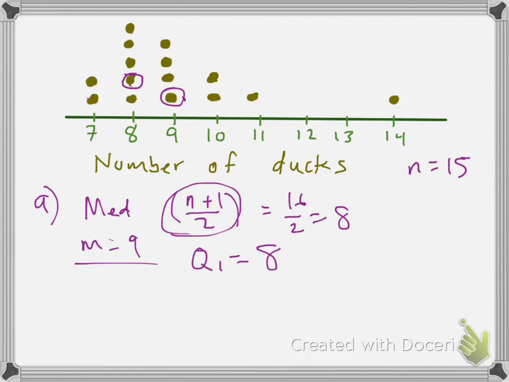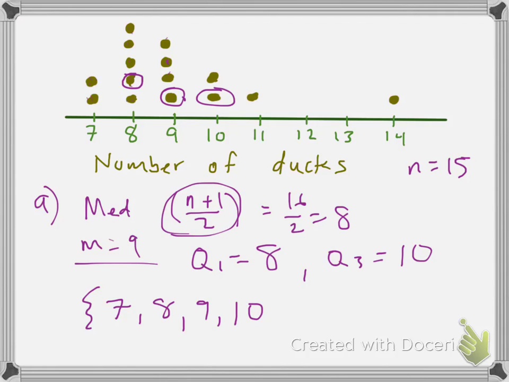And we're going to do the same exact spot number for Q3 now. 1, 2, 3, 4. So Q3 is 10. So our 5-number summary: the minimum is clearly 7, Q1 is 8, the median is 9, 10 is Q3, and lastly 14 is going to be our maximum.